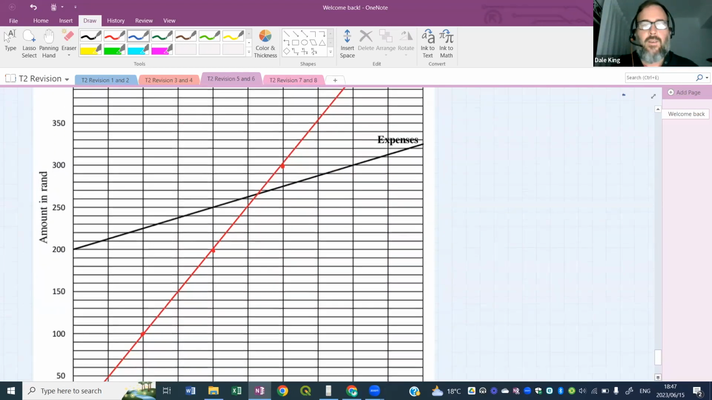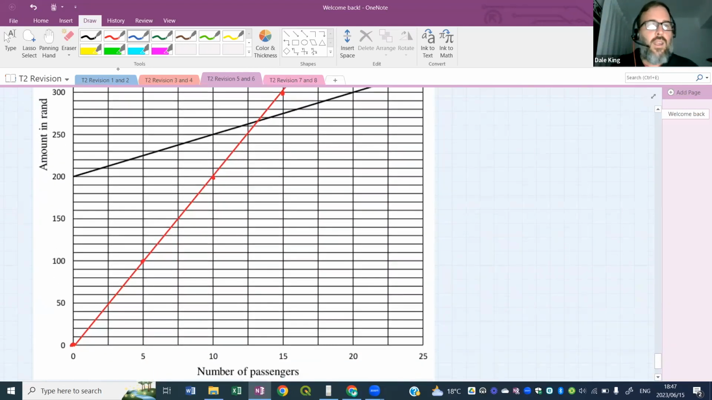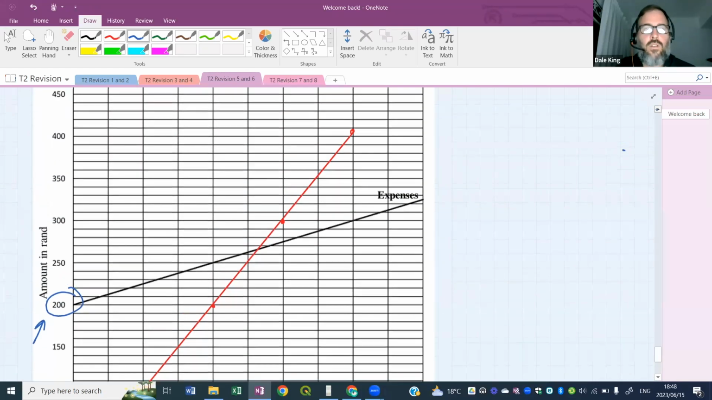Okay, thank you, sir. We can see that here in the expense line, the black line there. Look where it starts at 200. Now 200 Rand was the fuel, wasn't it? So this value that this line starts at is showing us this extra 200 Rand that you have to pay every time, no matter how many people are in this taxi. This amount of 200 Rand always has to be paid. So this graph will start at 200 Rand. Okay, good questions. Very good questions.